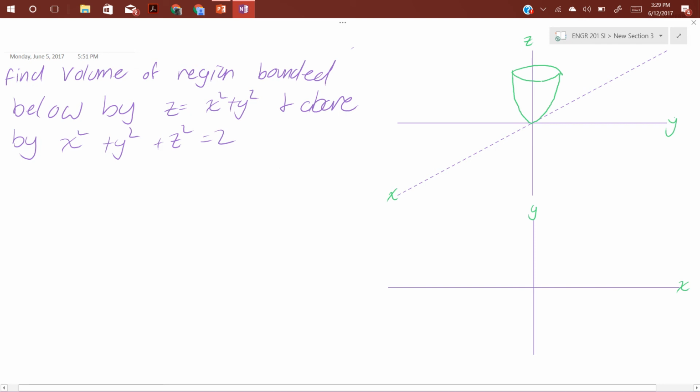and it's bounded above by x squared plus y squared plus z squared equals 2. We know it is a sphere because it has each component squared. You can even recognize it as r squared plus z squared equals rho squared, or just recognize it as x squared plus y squared plus z squared equals rho squared, with rho being the square root of 2. So we have a sphere on top of our paraboloid, and we can draw a shape like that. This right here is z equals x squared plus y squared, and the top is x squared plus y squared plus z squared equals 2.